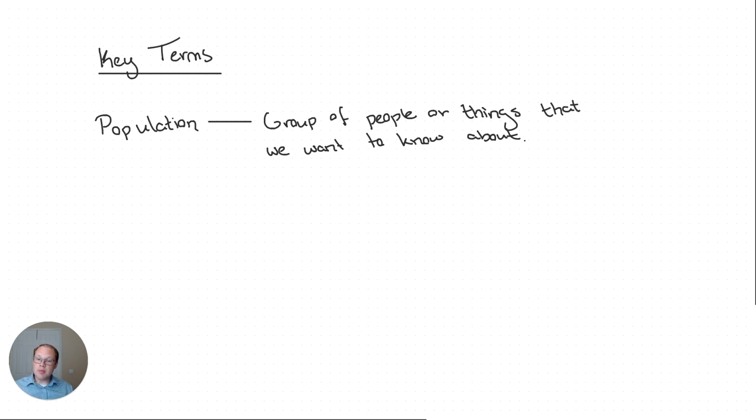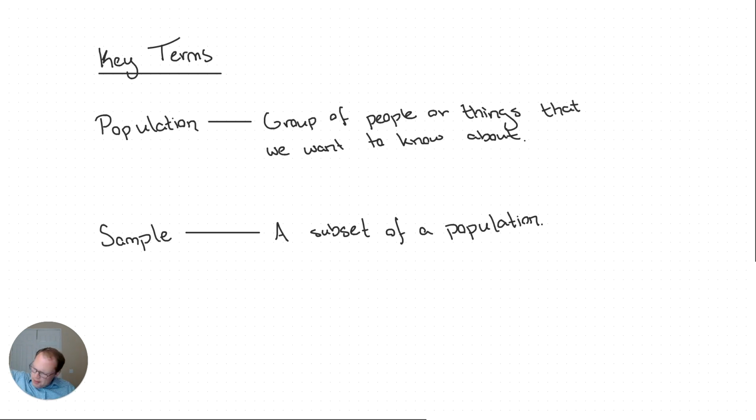A lot of times, most of the time, we want to test a smaller group of the population. We call this a sample. A sample is a subset of a population. And this allows us, instead of having to look at the whole population, to look at a smaller group. And often that smaller group can tell us quite a bit about that population if we choose that sample well.